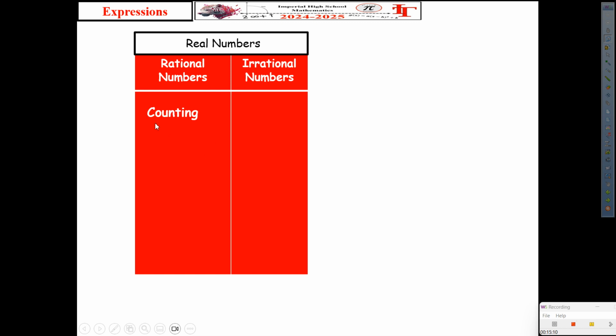Okay. From there, you evolve to 4th and 5th grade. And then in 4th and 5th grade, you went to whole numbers. What were whole numbers? Counting numbers, including 0.